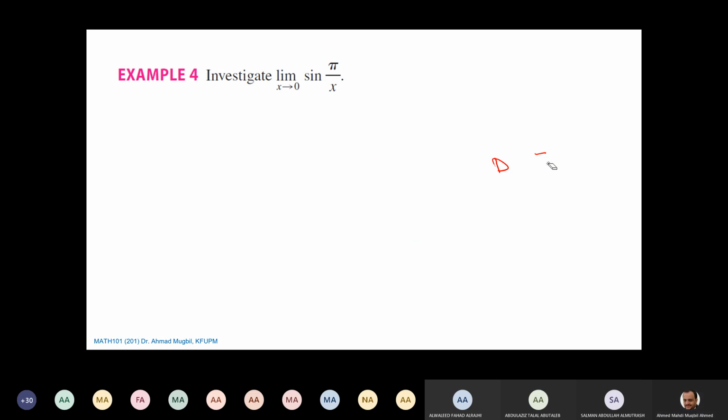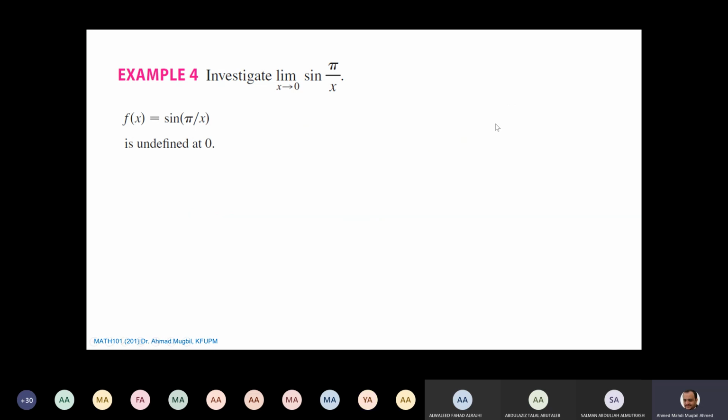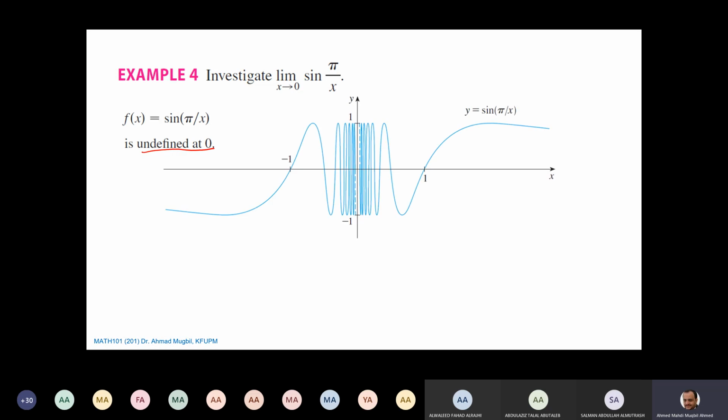Now, to see that, I will skip the details of the numerical calculations. No need for that. What you need to know at the beginning is that it is not defined at 0. And if you sketch the graph of this function, look how it will behave near 0. This is sine pi over x. This is the function.